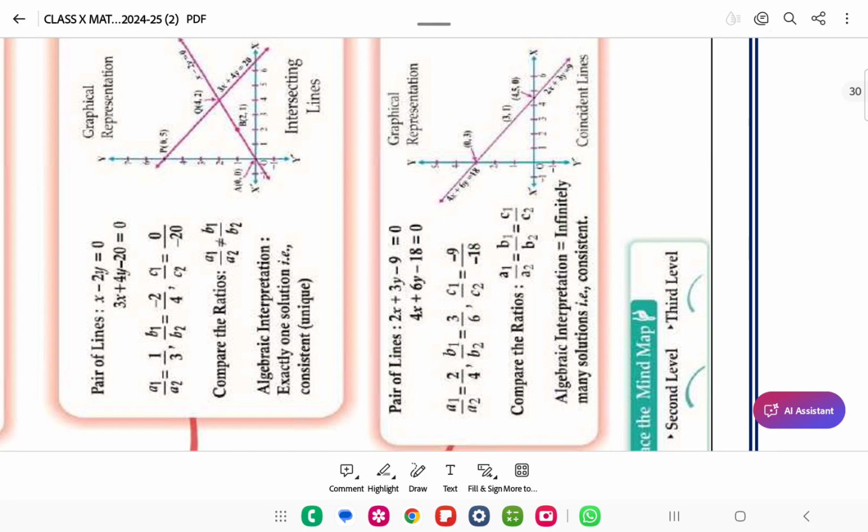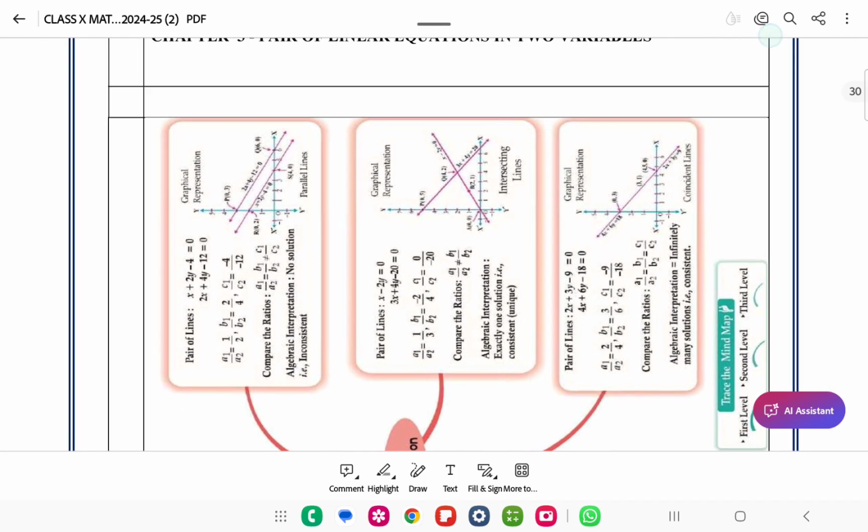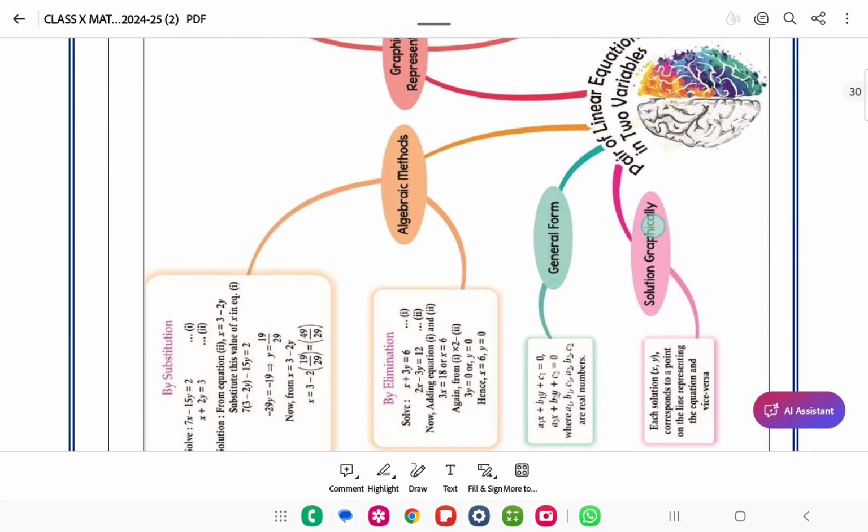You see some coincident lines, intersecting lines, parallel lines, that graph, everything is important. You can solve the graphical problems by these three methods only. Once you glance at it, you can pause the video and study. Then we can go for another thing, algebraic methods.